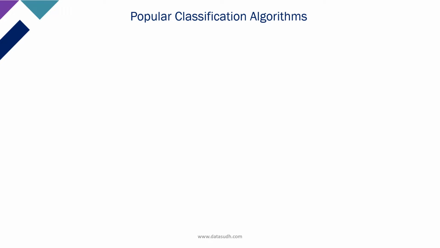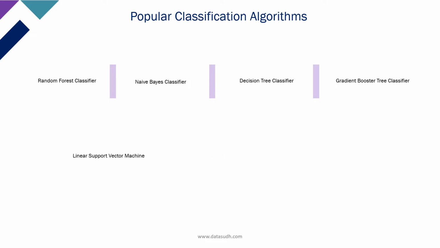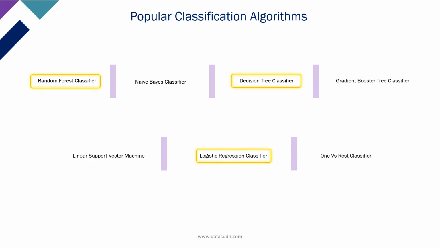Some of the most popular classification algorithms are random forest, naive Bayes, decision tree, gradient booster tree, linear support vector machine, logistic regression classifier, and one versus rest. So these are the most popular ones for classification problems. In our demonstration, we are going to create three classification models which will use random forest, decision tree, and logistic regression. So now let's see how to do the practical implementation of building and training these models.